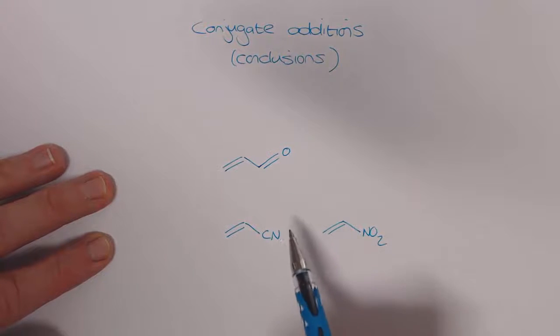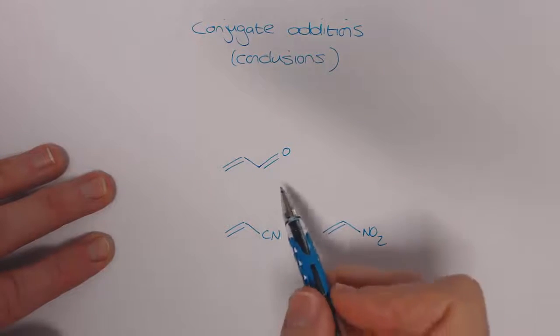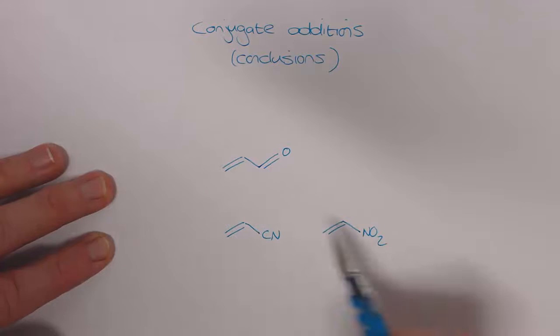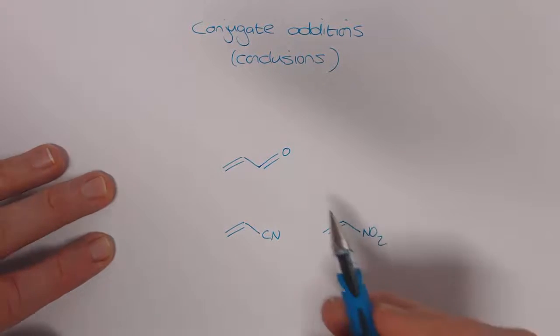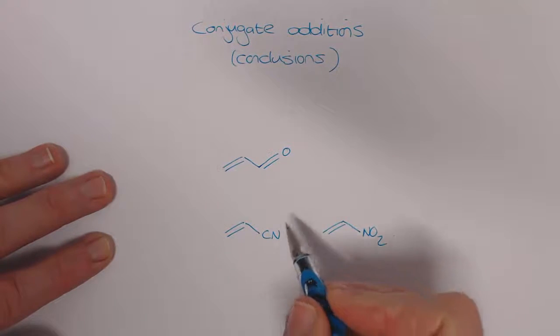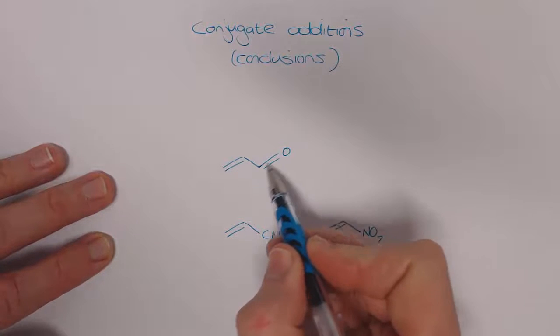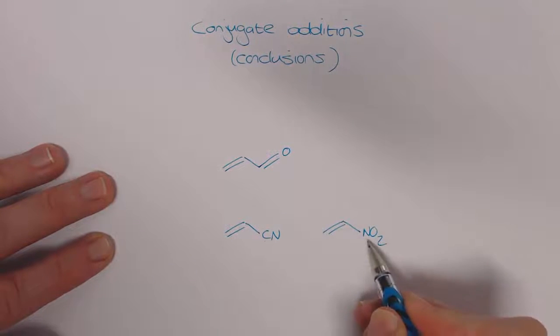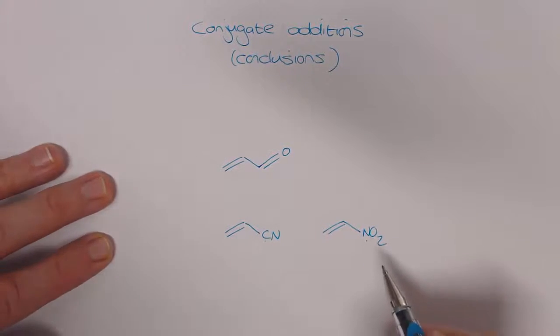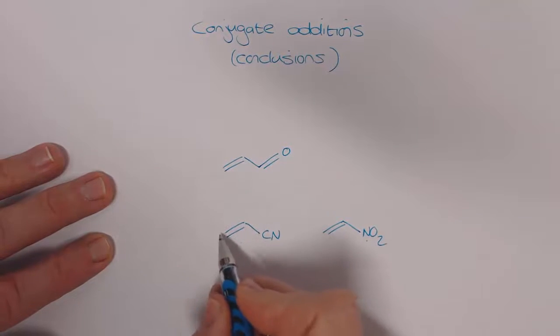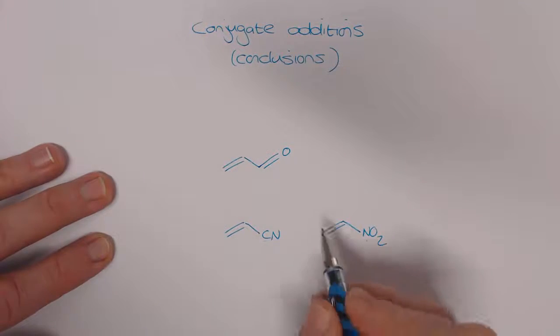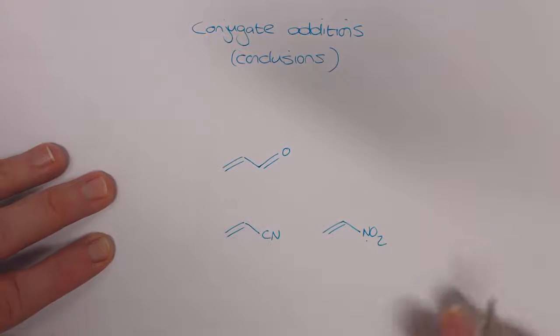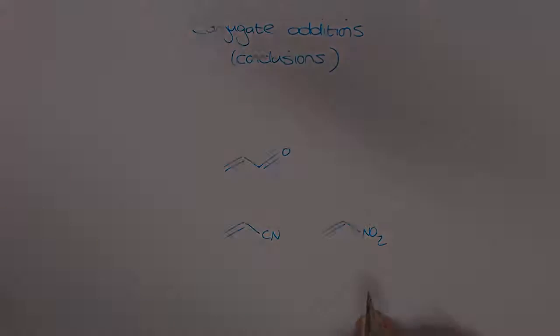In fact, in some respects, they're a lot easier to work with and to understand, in that these will always just undergo conjugate addition, because both of the centers that are equivalent to the carbonyl, so this carbon here or the nitro, both of those are not electrophilic. So any nucleophile is only going to undergo a conjugate addition, and those are very easy to work with.